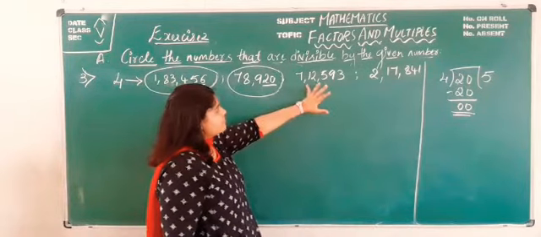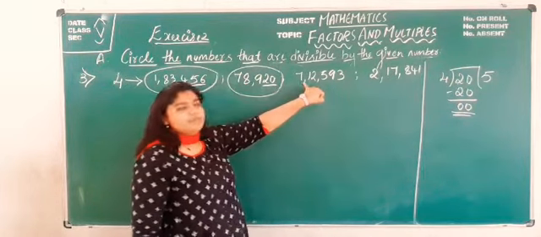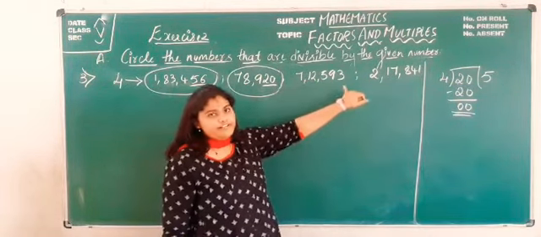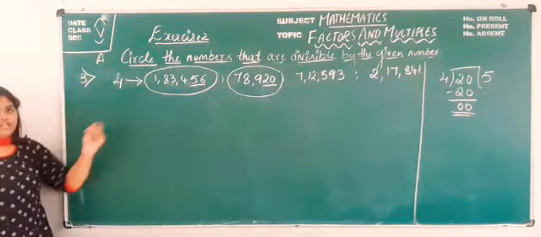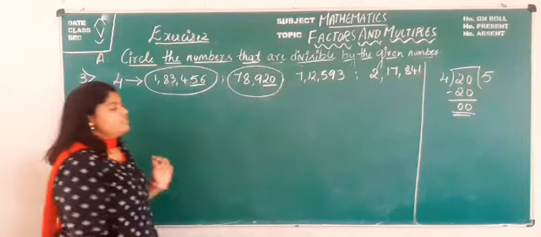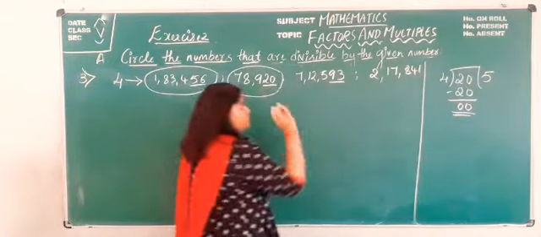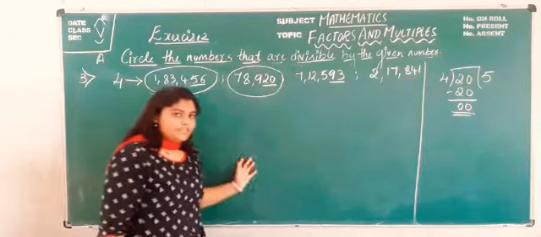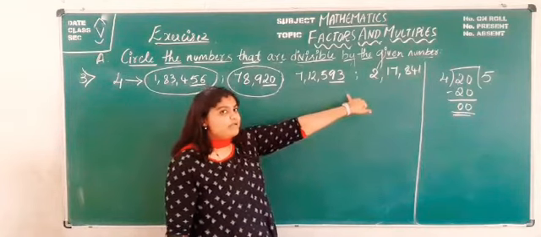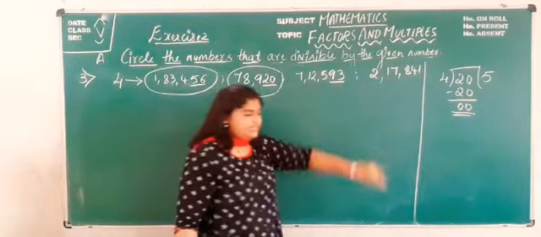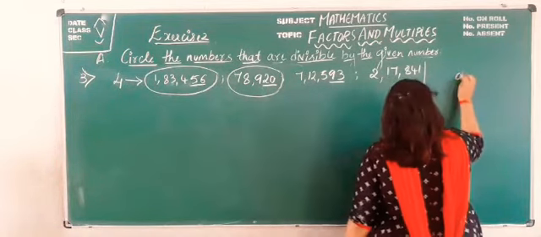The next given number is 7,12,593. Now we have to check whether this number is divisible by 4 or not. We know the rule. Which places do we have to see? The last two digits, that is the ones and the tens place. The given number is divisible by 4 only when the last two digits are divisible by 4. Here we have 93, so we should check whether 93 is divisible by 4 or not.